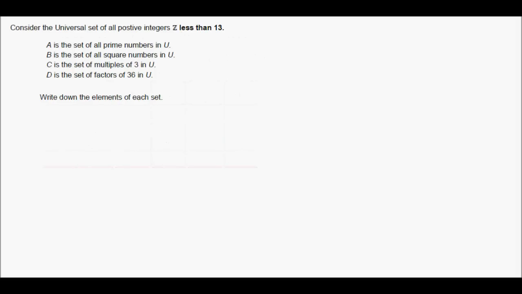Okay, for this second one, it says consider the universal set of all positive integers z less than 13. A is the prime numbers, B is the square numbers. Anytime I see something like this, I want to make my universal set. My brackets suck, I'm sorry, but you're just going to have to live with it. My kids give me so much crap about that all the time. 8, 9, 10, 11, 12. So it's basically 1 to 12. There's 12 numbers here. Okay, well, that one wasn't bad. So let's list all the prime numbers.